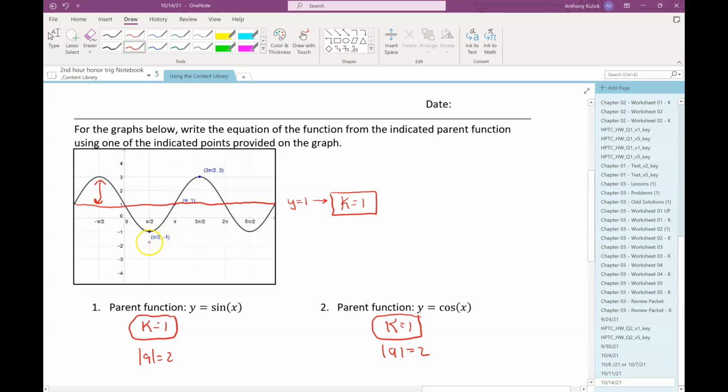The next thing we'll do is find the period. I think the easiest way to identify the period is to look from a max to a max or a min to a min. So I'm going to go from that min to that min. We started at half a pi and went to 2.5 pi. So the period was just 2 pi.